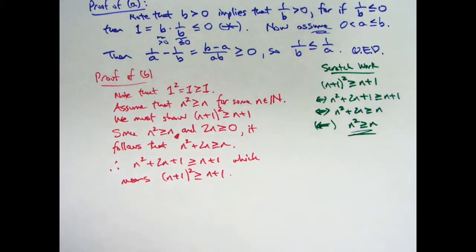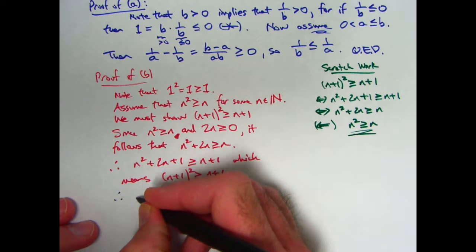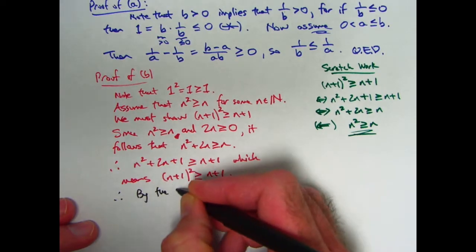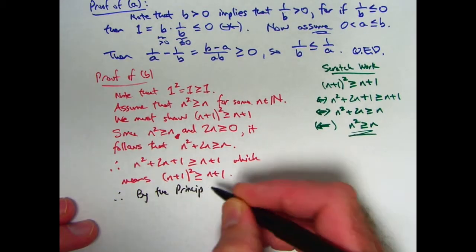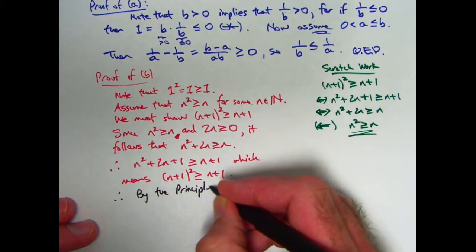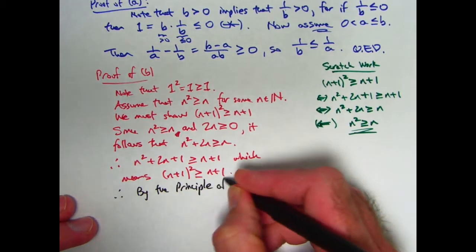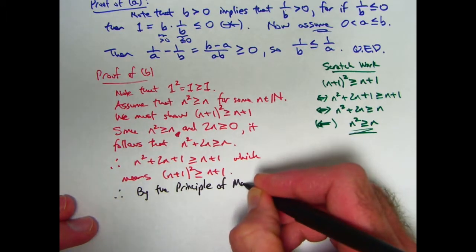If you're a professional mathematician, you can just stop at this point. If you're just learning how to do proofs, it's probably good to add on another sentence. Therefore, this sounds all fancy, by the principle of mathematical induction. Principle, I always have to think about how to spell it here. It would be the L-E. It's an idea, a principle. It's not the A-L. Principle of mathematical induction.